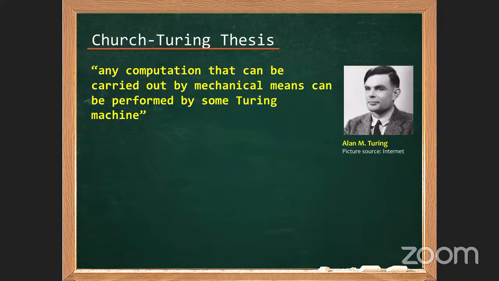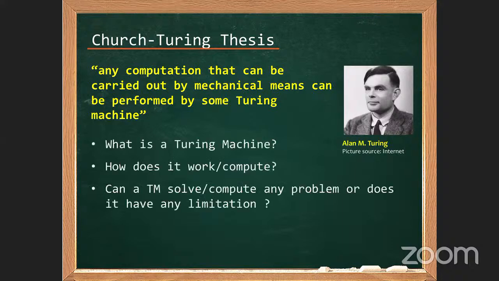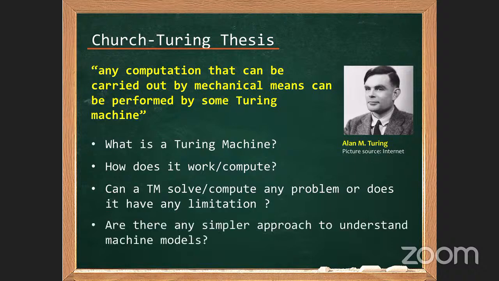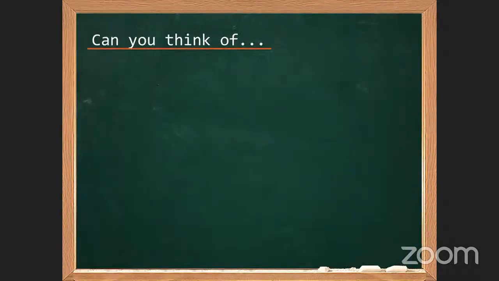What is a Turing machine? To recognize the contribution made by Alan Turing, the most powerful machine model is given the name Turing machine, to honor his contribution. How does a Turing machine work, or how does it compute? Can a Turing machine solve or compute any kind of problem, or does it have any limitation? How do we understand this computing device? Do we have any simpler approach to understand this machine model? Well, this talk is about that only.